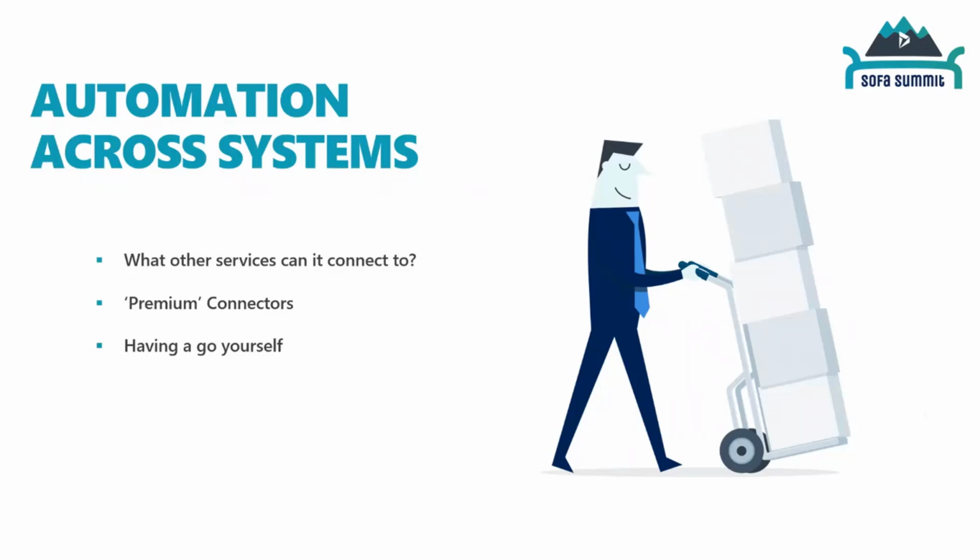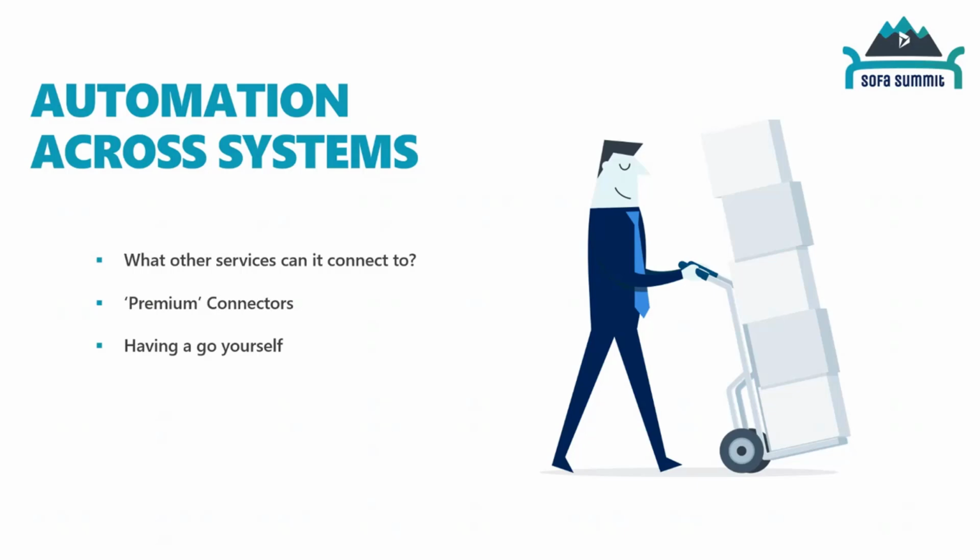So what other services can it connect to? Power Automate isn't just for CRM and Microsoft services. It can connect to hundreds of other connectors as well. So there are connectors for things like Twitter, Facebook. You can connect to Adobe PDF services to create DigiSign documents. We will go through some of the connectors that are available out there as well.